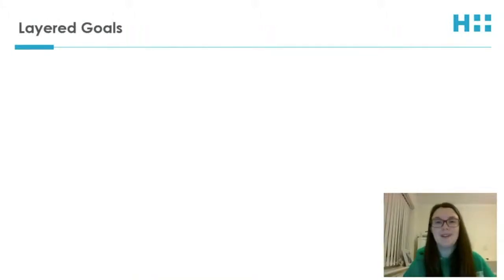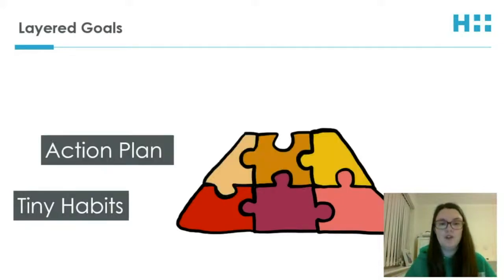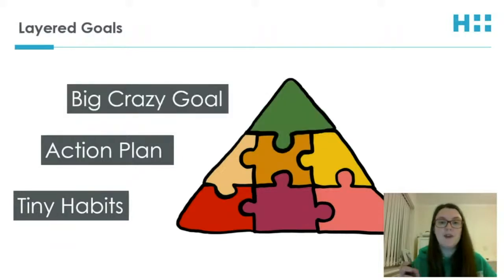So what have we learned today? We've learned about using the SMART acronym to set goals, and we've learned about layered goals. We've learned how tiny everyday habits can underpin a huge, great big goal. They can help you towards your action plan goals, your short-term goals, medium-term goals, and long-term goals that will all get you towards that big, crazy goal at the top of your pyramid.